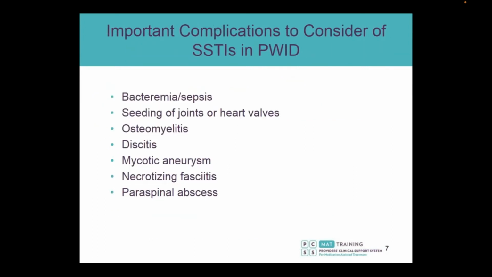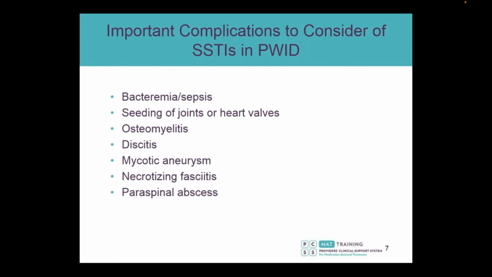When treating people who inject drugs for skin and soft tissue infections, it's necessary to consider important complications. These include bacteremia or sepsis, so seeding of the bloodstream with the microbial agent, seeding of joints or heart valves, especially in patients with prosthetic joints or prosthetic heart valves, or if they have a prior history of endocarditis or other infections. Patients may also seed sites of bone and develop osteomyelitis or discitis in the discs in the back. Mycotic aneurysms may develop.